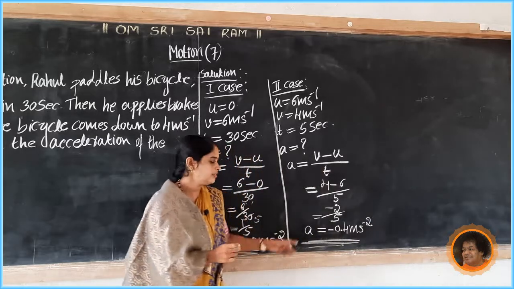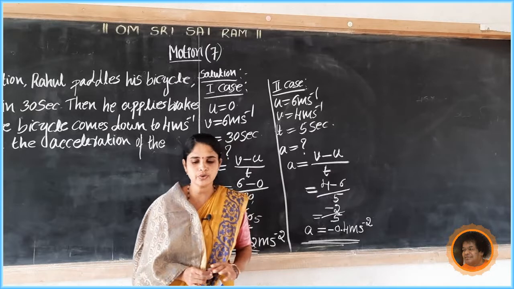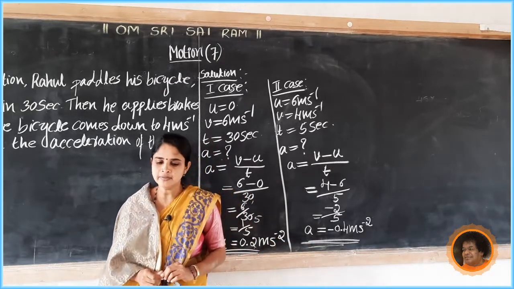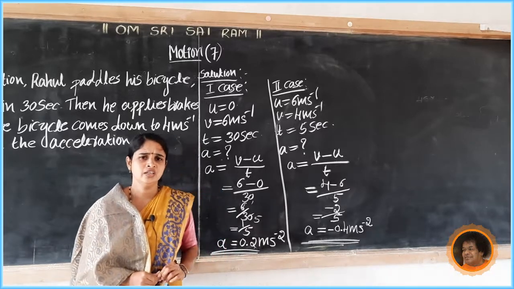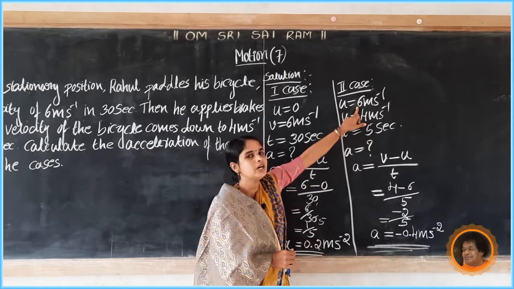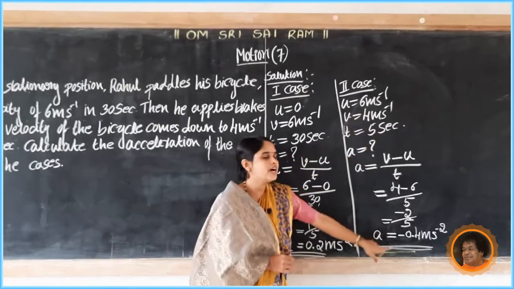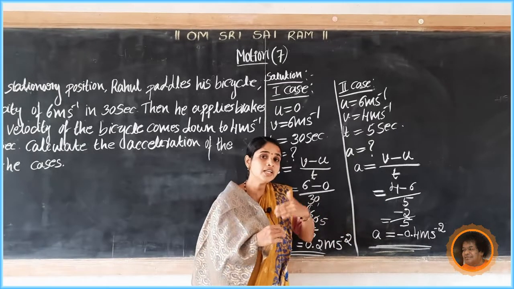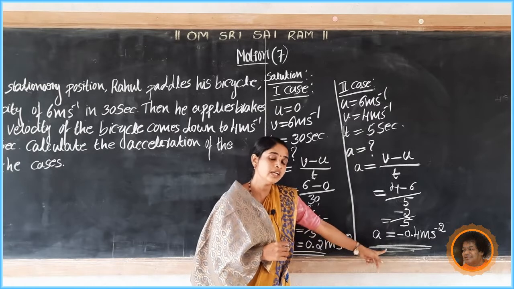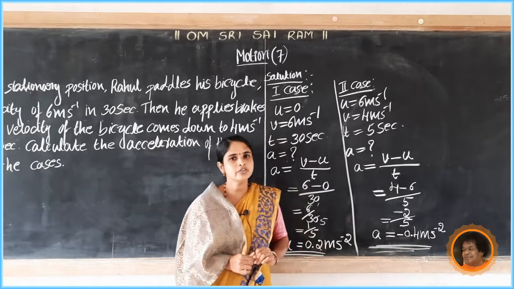What is the acceleration in the second case? A equals minus 0.4 meter per second square. Here this negative sign indicates that the velocity decreases. Observe here, initial velocity is 6 meters per second and final velocity is 4 meters per second, so the velocity decreases. So acceleration is a negative value. So A equals minus 0.4 meter per second square.